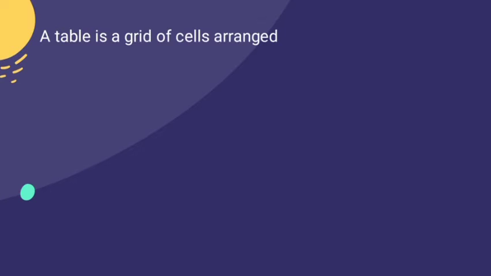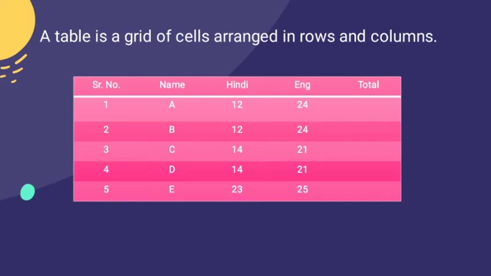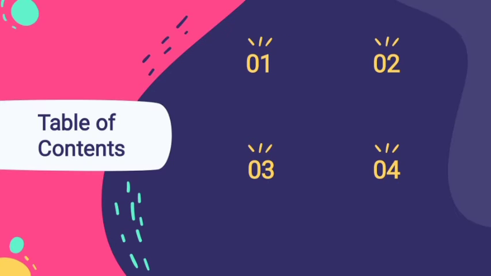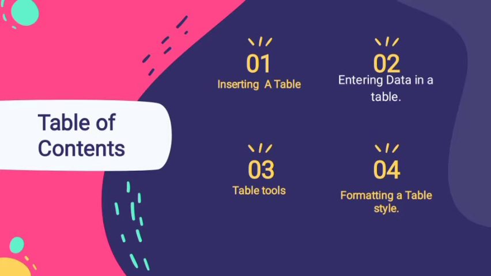A table is a grid of cells arranged in rows and columns. So this table contains many rows and columns. So in this way we learn how to handle a table in PowerPoint. So what we will learn today: how to insert a table first, then how to enter the data in that, then table tools and how to make your table very attractive by applying borders, styles and many more features. So let's start.